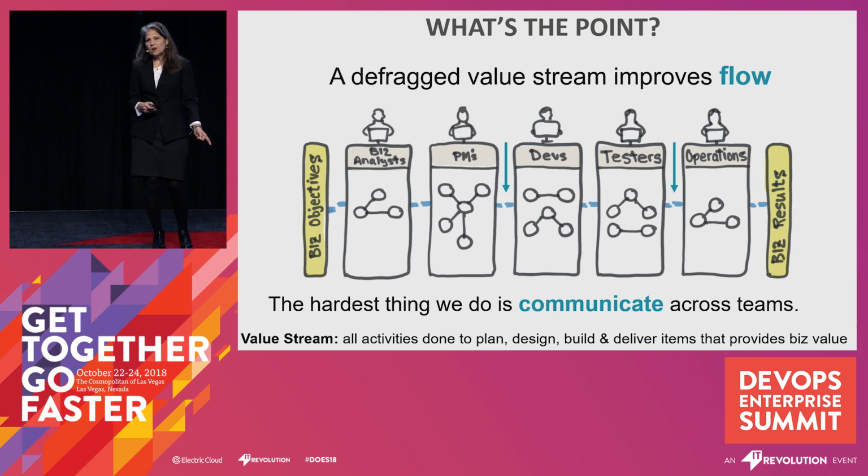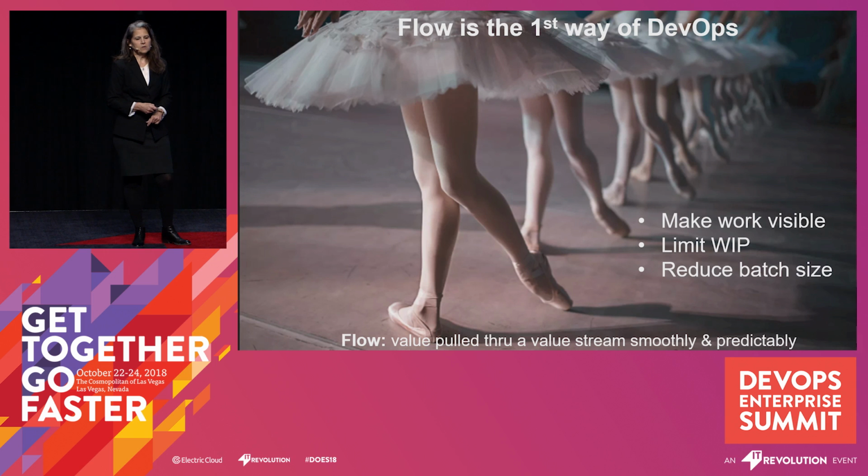So in order to solve this problem, we need to find and fix the fragmented work, the broken handoffs, the communication debt that occurs between the different experts all through the value stream. And this is how we start defragging. And by defragging, we can find and fix flow problems.